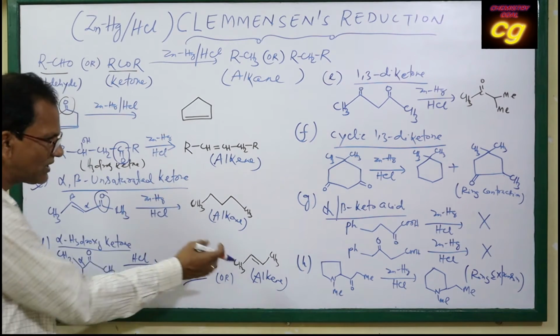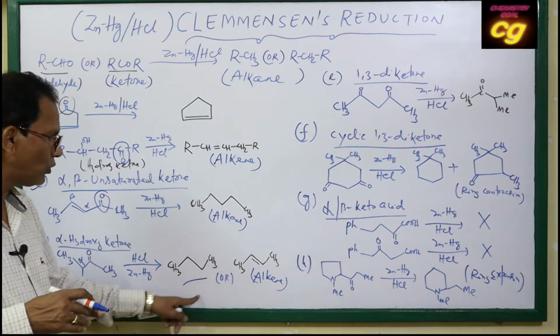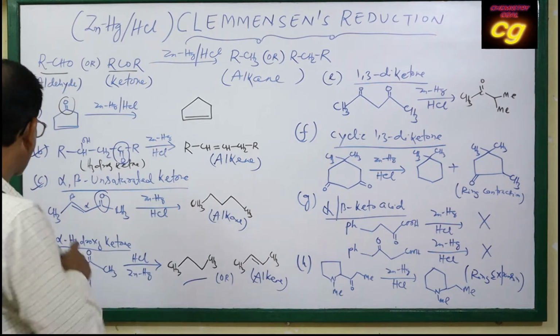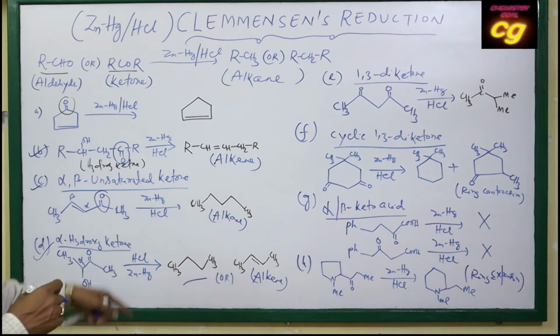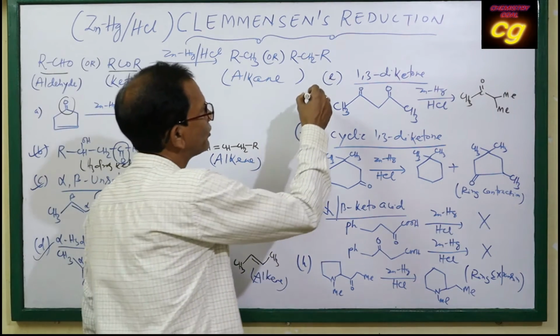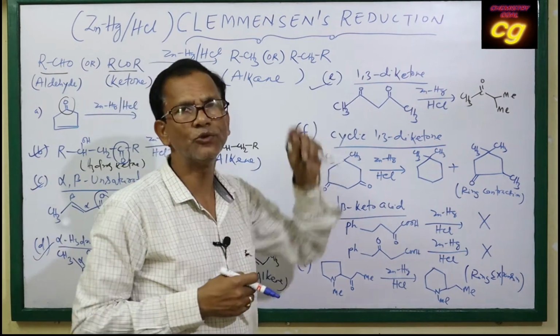Here, along with the alkene, it may also be converted to alkane. Alkane may be formed, but the major product is the alkene. So that is also very important. Alpha hydroxy ketone converts to alkene. You see, this is also very important, that this next reaction involves 1,3-diketone.